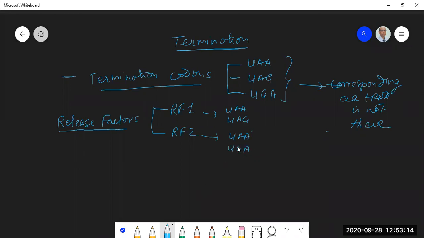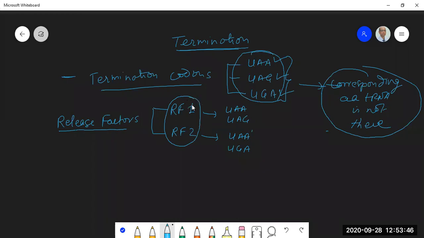Okay, so you got the point. When, during the chain elongation process, the A site is occupied by any of these three codons, UAA, UAG, and UGA, then there is no corresponding amino acid tRNA. So these codons are recognized by these protein factors called release factors, RF1 and RF2. RF1 is capable of recognizing UAA and UAG, whereas RF2 is capable of recognizing UAA and UGA.